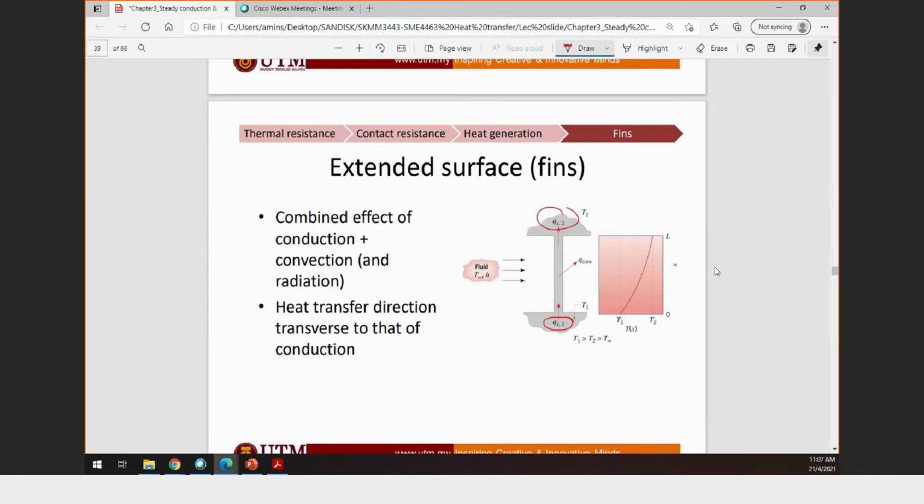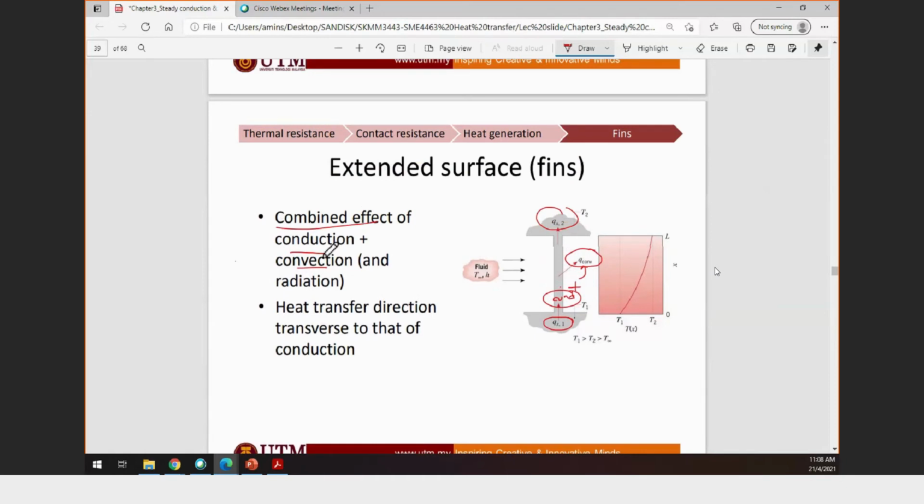Between this you have the fluid flow. Of course the heat will be transferred by convection as well. Here the heat will transfer by conduction. So in here you will transfer heat by conduction plus heat by convection. So there are two effects. That's why we call it the combined effect of conduction and convection.